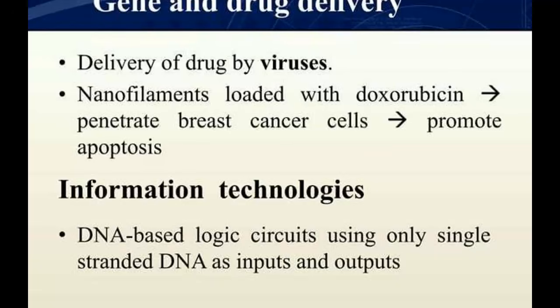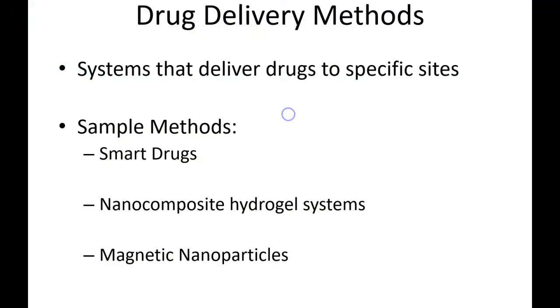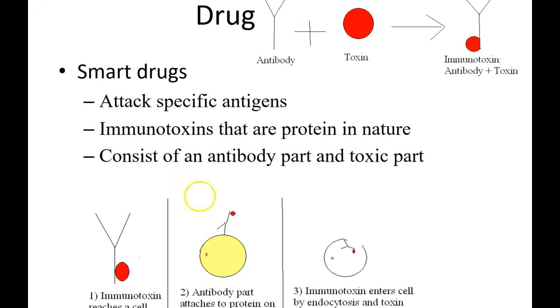These are also used for gene and drug delivery, for example, drug delivery by viruses. Nanofilaments loaded with deoxyribonucleases penetrate breast cancer cells and promote apoptosis. For example, there are different systems that can deliver drugs to specific sites. Sample methods include smart drugs, nanocomposite hydrogel systems, and magnetic nanoparticles.